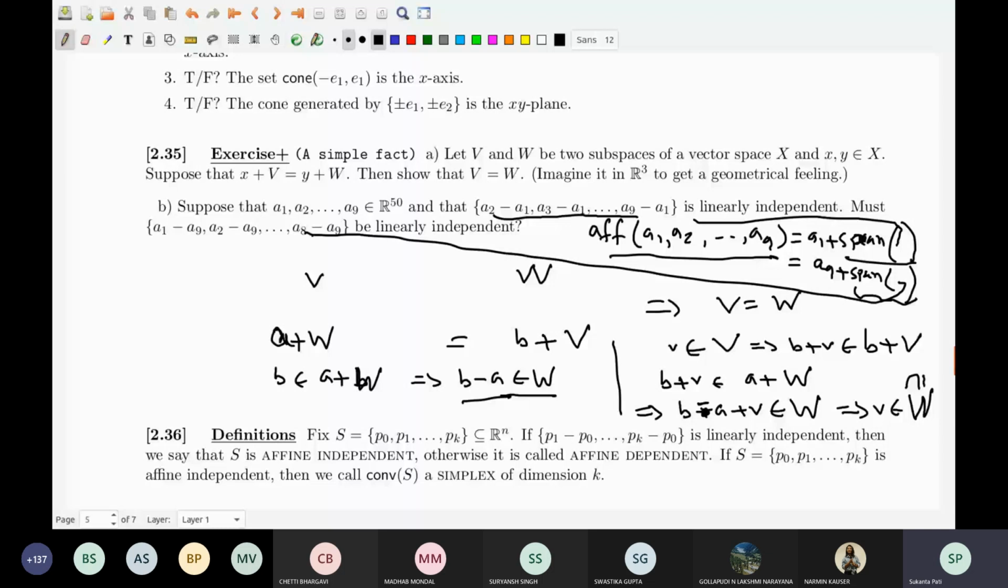Now, if it is given that this set is linearly independent, then the span must have dimension 8, right? In that case, because the spans are the same, the second one must also have dimension 8, which basically means this is linearly independent. Okay. And so we'll continue tomorrow.